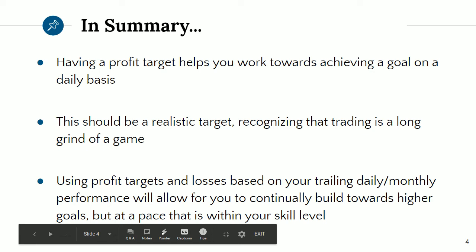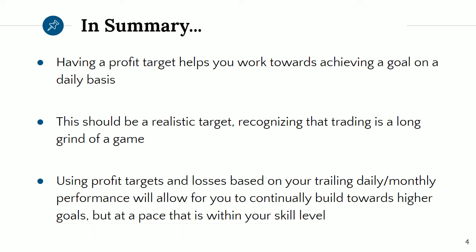Just to summarize, having a profit target helps you work towards achieving a goal on a daily basis. As much as we all want to kill it every single day, make $1 million, make $10 million or whatever it is, you have to have realistic targets and recognize that trading is a long grind of a game. Using profit targets and losses based on your trailing daily and monthly performance allows you to continually build, because as your days get bigger, your goals gradually build too. This helps you keep pace with your own skill level, rather than setting unrealistic targets you have no chance of hitting, or stop losses that are too big for the amount of money you're making at the time. That trailing performance keeps adjusting as your skill level and your days keep adjusting.